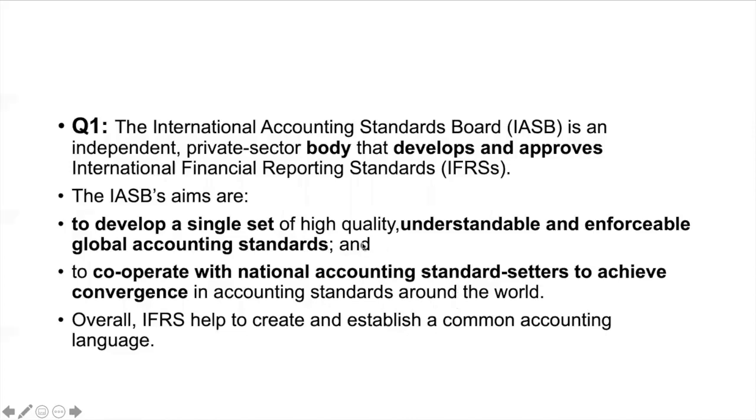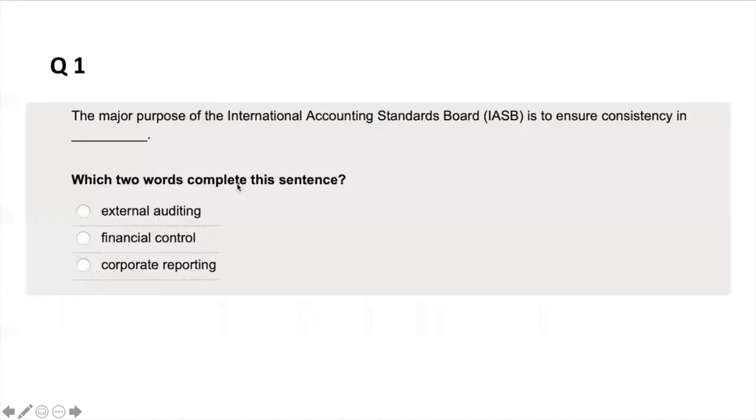We wanted to have some consistency in order to understand the financial reports of organizations, because companies come from different countries and have different accounting principles. Okay, so the second bullet, which I did not read yet, is to cooperate as well with national accounting standard setters to achieve convergence in accounting standards around the world. So if you think about this, the major purpose of the International Accounting Standards Board, now that we've read it, basically, is to ensure consistency in corporate reporting, because that's what it wanted to do.